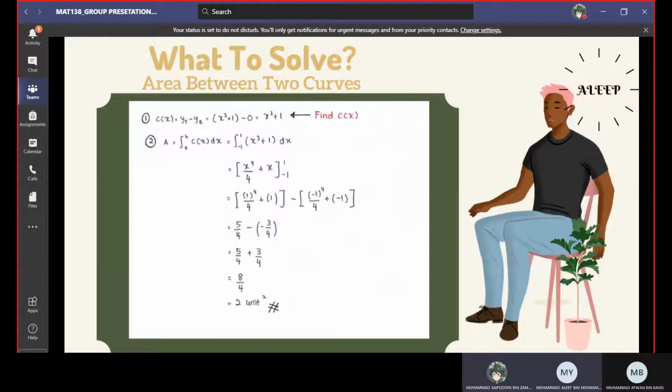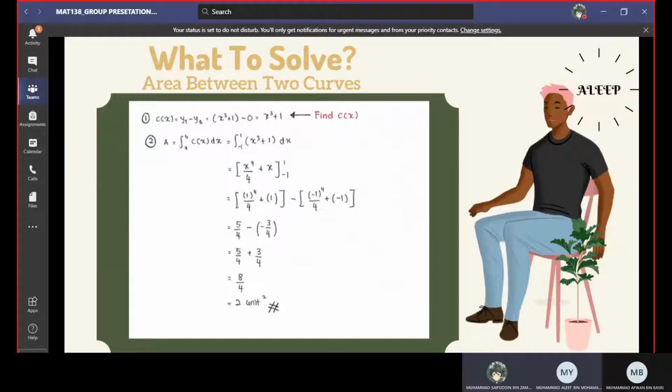Area equals the integral from a to b of c(x) dx. So we substitute it. Our limit of integral is from -1 to 1, and our c(x) is x cubed plus 1 dx. So how to integrate? The first step is we copy the expression. What is our expression? Our expression is x dx, so we copy x.